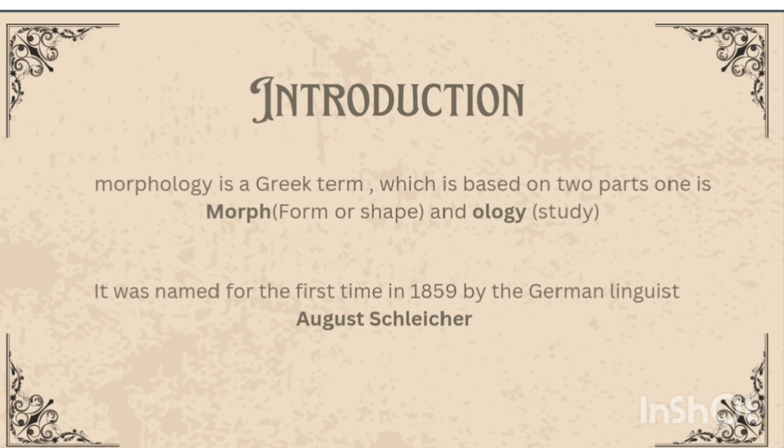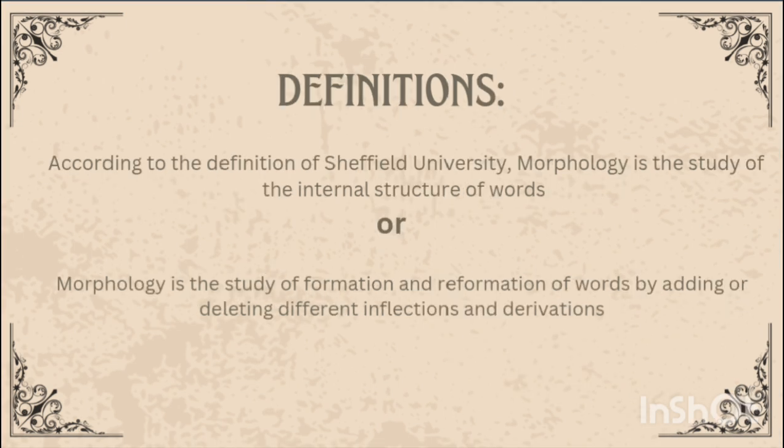Now let's see what morphology is. We have two definitions of morphology. The first definition is from Sheffield University. According to Sheffield University, morphology is the study of the internal structure of words. In morphology, we study the structure of a word: if we have a word, how this word is formed and which components are included in it. I forgot to write one thing here: morphology is a branch of linguistics.